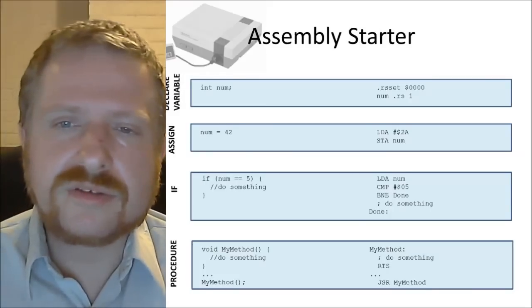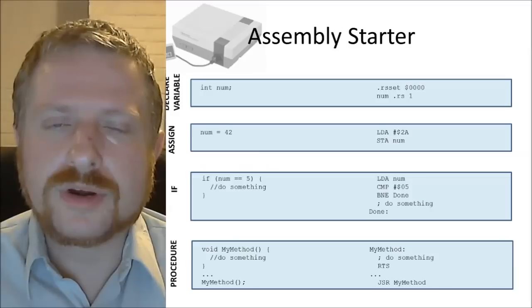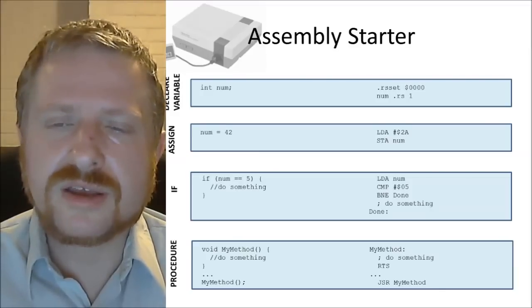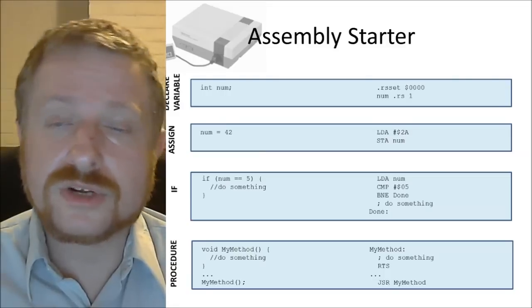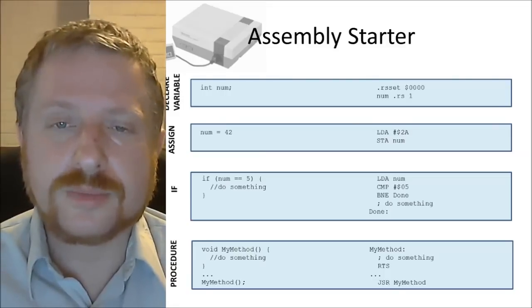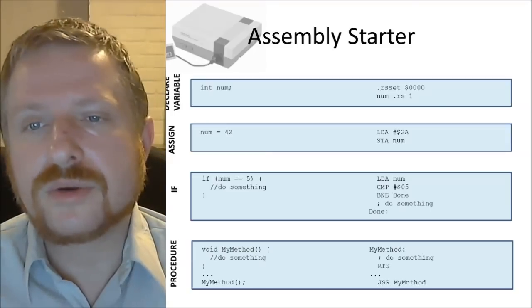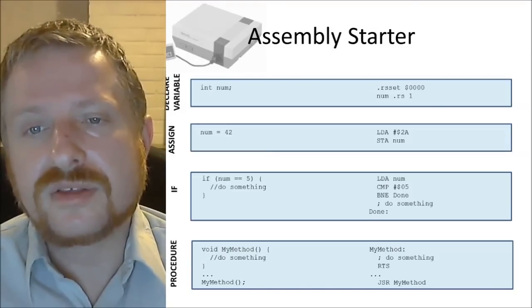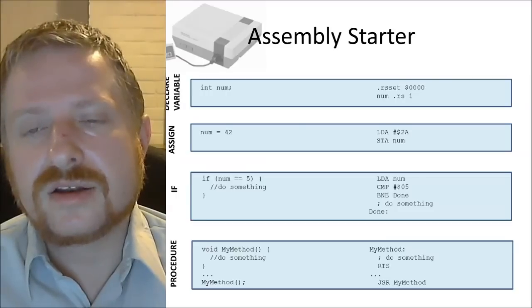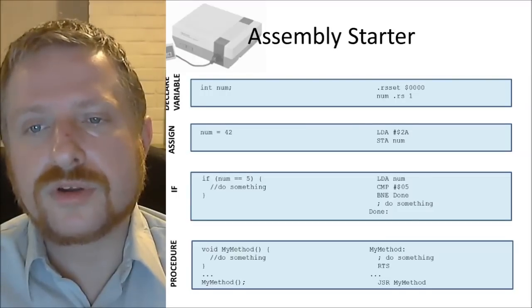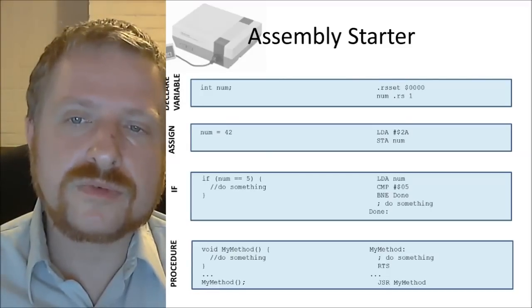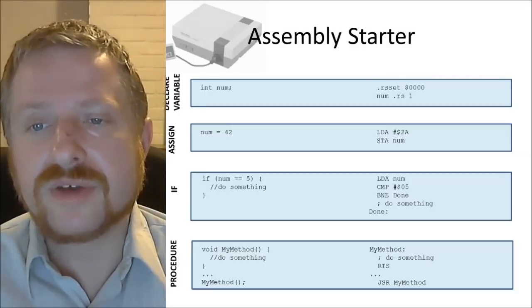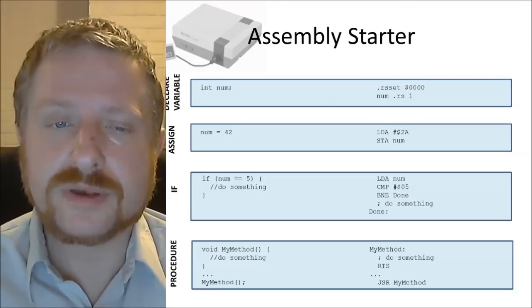So I created this as a way, if you're coming from a high-level programming language, to sort of understand how assembly works. First of all, we have declaring a variable. In a traditional programming language, you just say int num, followed by a semicolon. In assembly, you use this directive rsset, and that tells the assembler where to start your variable in the memory address. After that, you specify the name of your variable followed by another directive .rs, which means reserve space, and then a value 1, which means reserve 1 byte of space.